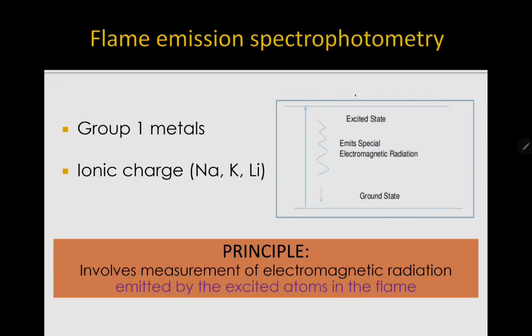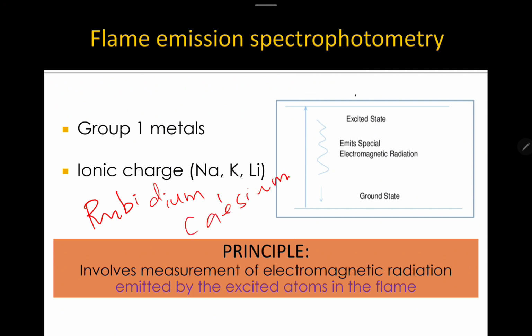So remember that in flame emission spectrophotometry, with the development of ion selective electrodes for these analytes, flame photometers are no longer routinely used in clinical chemistry laboratory. We have group 1 metals such as your sodium, potassium, lithium, rubidium, sulat na lang, caesium, as well as the francium.